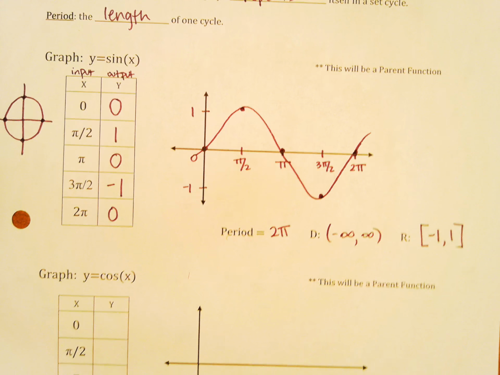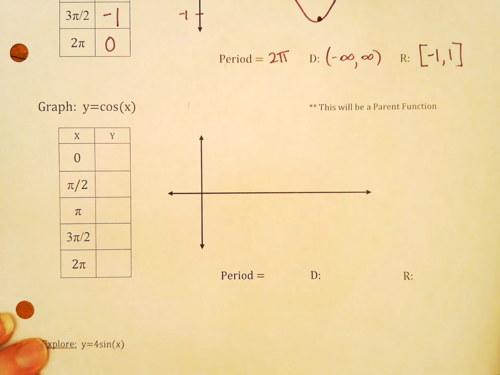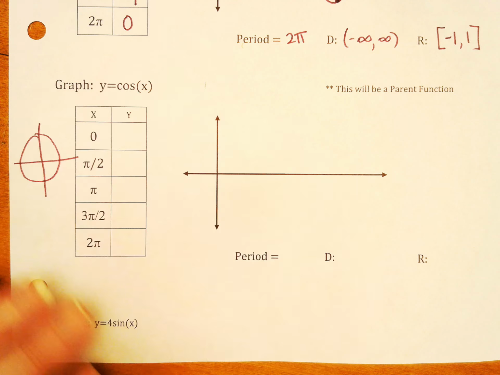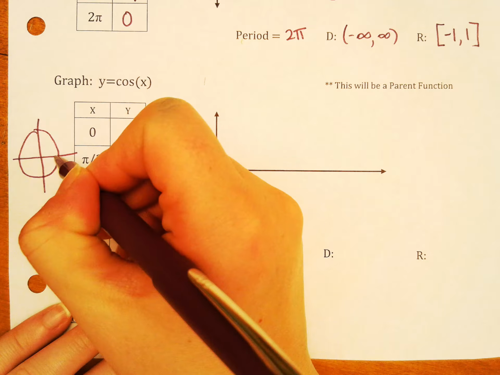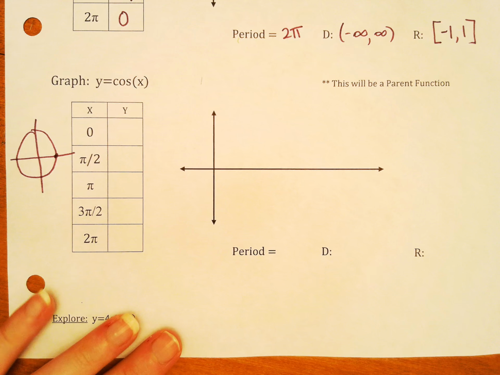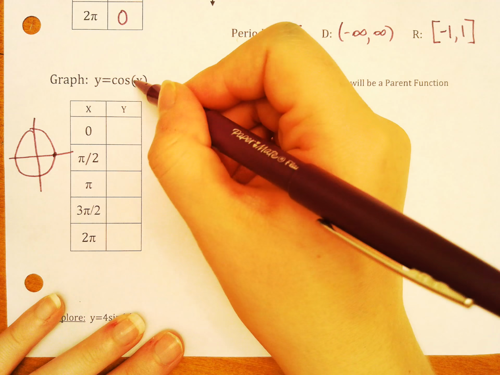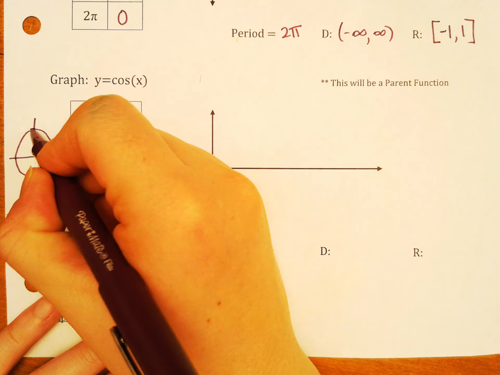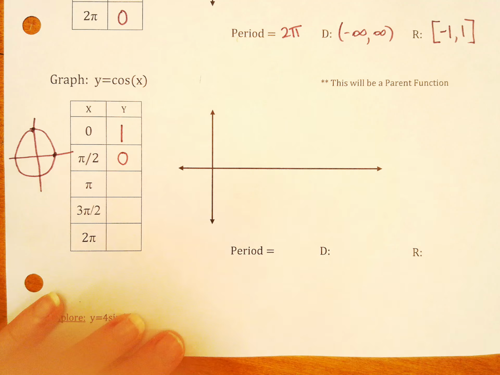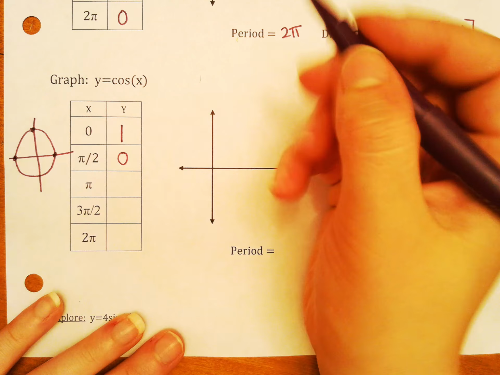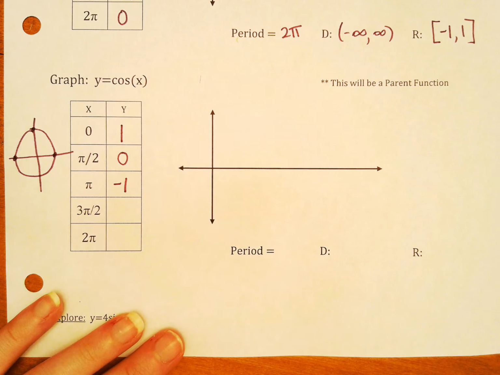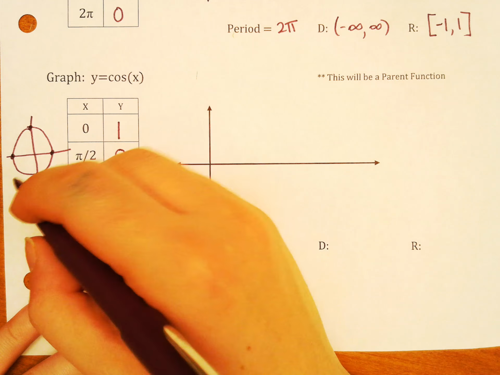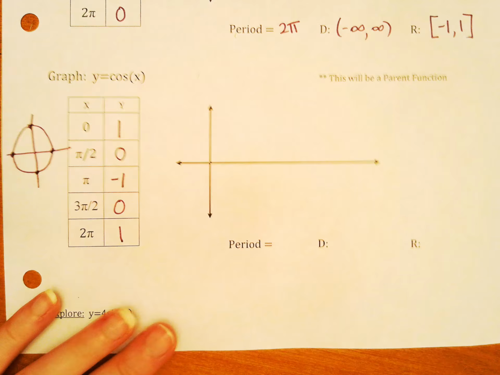Okay, so we'll look at cosine now. Again, I'm going to draw a little unit circle off to the side because that will help me visualize what's happening. So at 0, my cosine is my x value on my unit circle. So if I evaluate cosine of 0, that value would give 1. At pi over 2, my cosine is 0. At pi, my cosine is negative 1. At 3 pi over 2, my cosine is 0. And at 2 pi, my cosine is back to 1.